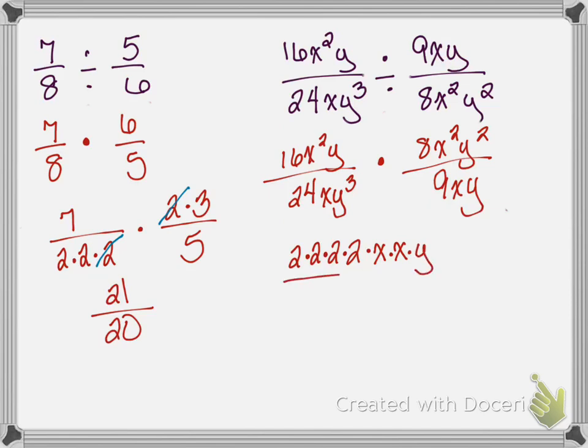24 is 2 times 2 times 2 times 3. And don't hesitate to do that factor tree. If you need to do that factor tree, do it. Then I have x times y to the third.